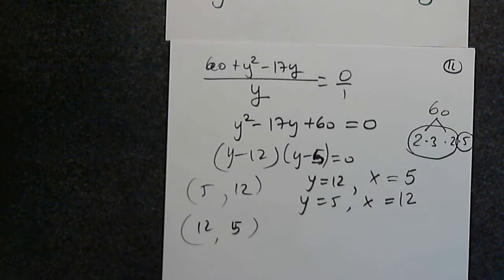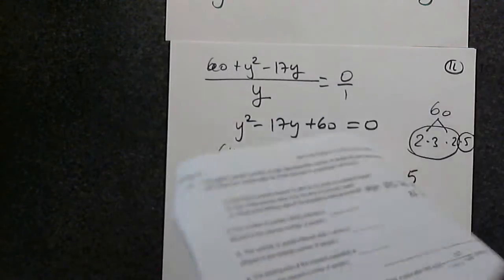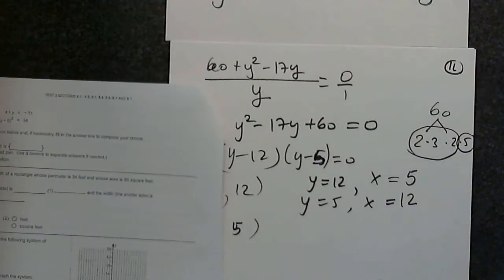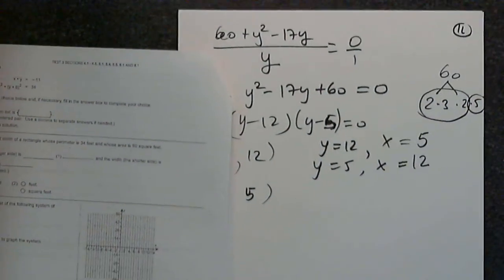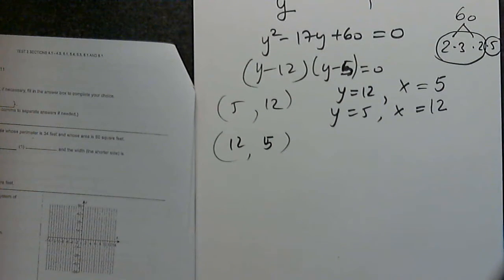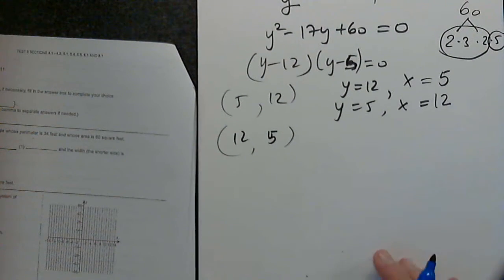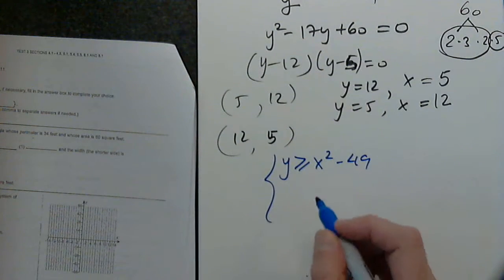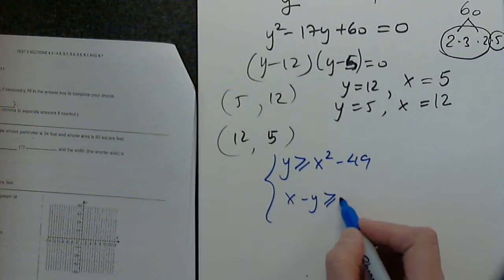Okay, what are we doing next? Say it again. 22, very good. y greater than or equal to x squared minus 49, and x minus y greater than or equal to negative 7.